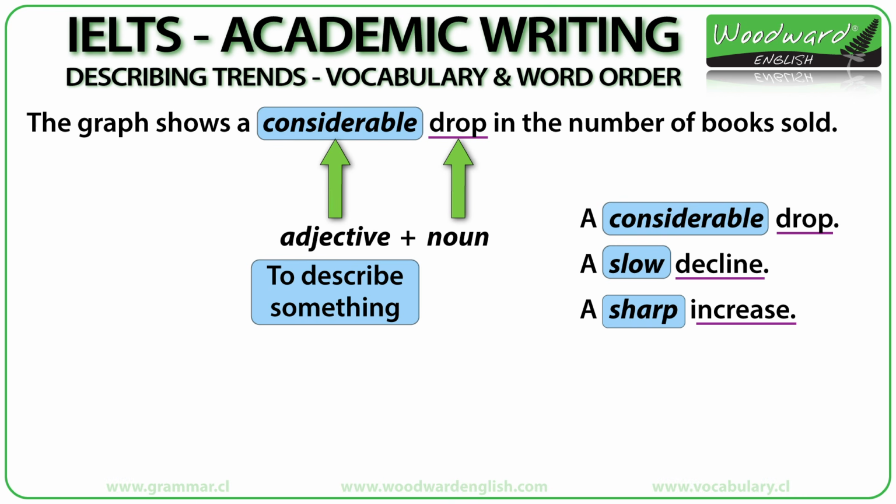Some examples of adjectives with nouns are a considerable drop. How was the drop? Considerable. The adjective considerable describes the noun, drop. The next one, a slow decline. A sharp increase. Considerable, slow, and sharp all describe the trend. They are adjectives, and adjectives go before a noun.